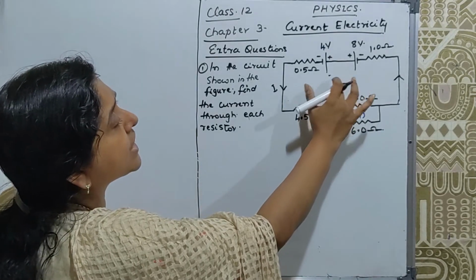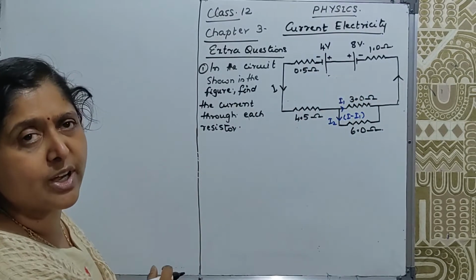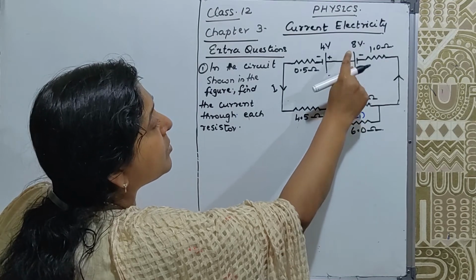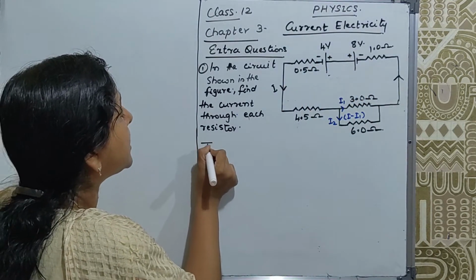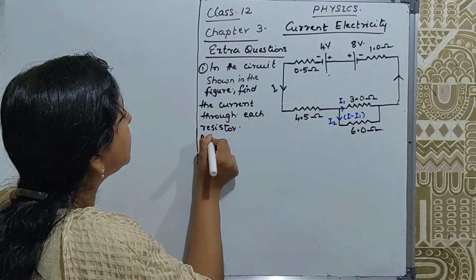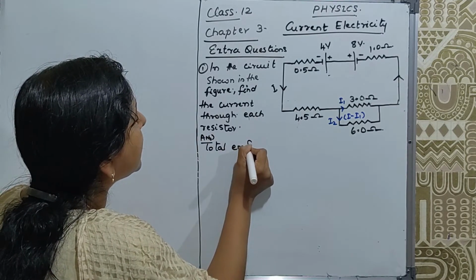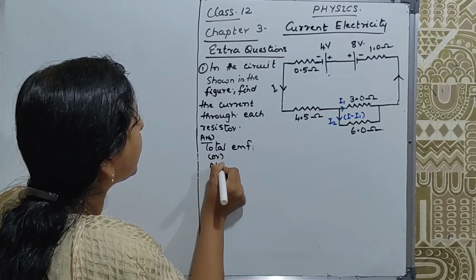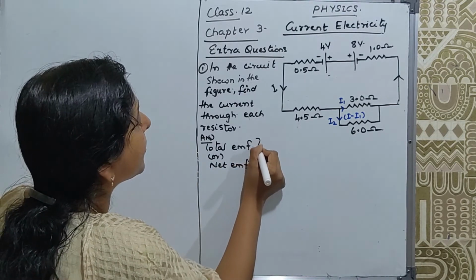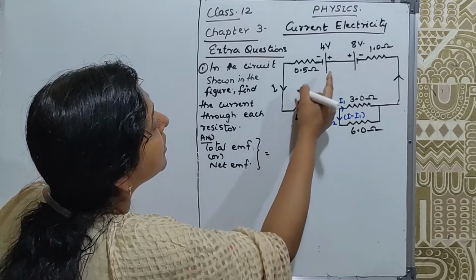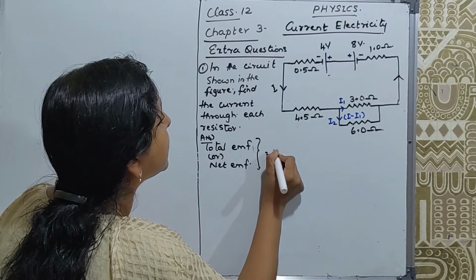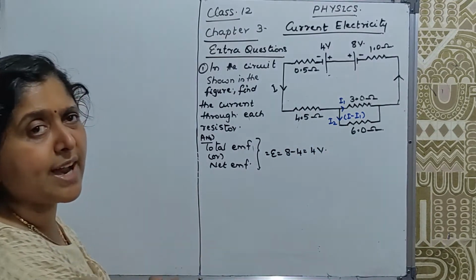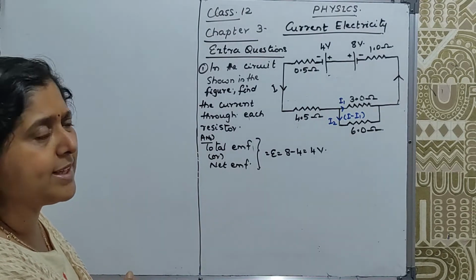So which one will decide the direction of flow of current? The one having the higher potential, the higher voltage, will decide the direction of flow of current. So the direction of flow of current will be decided by the 8-volt battery. So the total EMF or net EMF in that circuit will be equal to 8 minus 4, equal to 4 volt, because the directions of flow of current are opposite in both the cells.